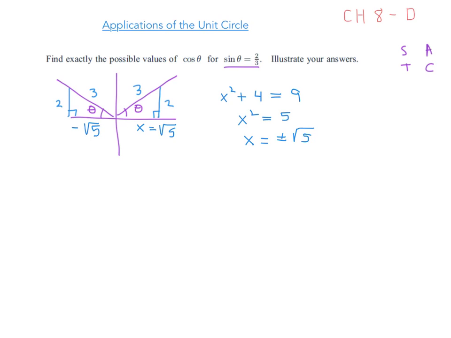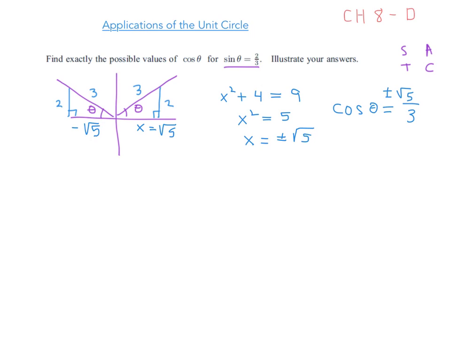Once we have that, cosine of theta is easy. Cosine of theta is equal to adjacent over hypotenuse. So adjacent is root 5 over 3, and on the left side, negative root 5 over 3. So we can say cosine of theta is equal to plus or minus square root of 5 over 3.